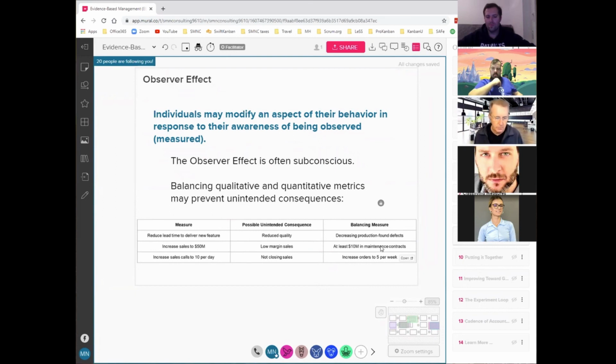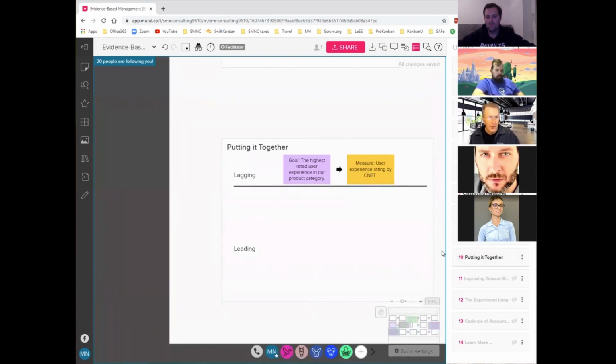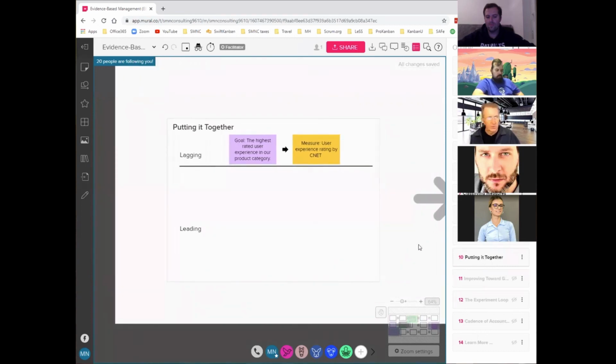All right, now I'd like to put it together into a little diagram of one way to think about evidence-based management. And we're going to get to the diagram in just a moment. Let's see, should we do this? Yeah, let's try this out. Again, a little exercise here.